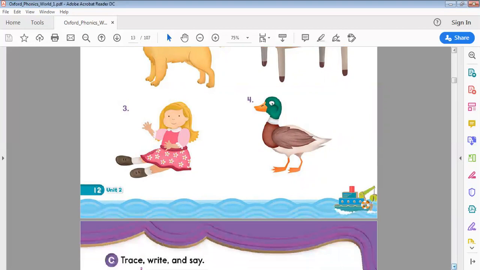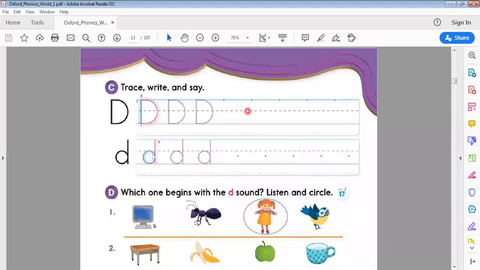Yes, how can I trace, write, and say the letter D? Okay, you are ready to write the letter D? Of course. So you have here the blue line, the standing line. We're gonna start from number one, from the top to the bottom down. So we're gonna do like that. And we're gonna make like a half circle or semicircle to do the letter D. So this is the uppercase D.